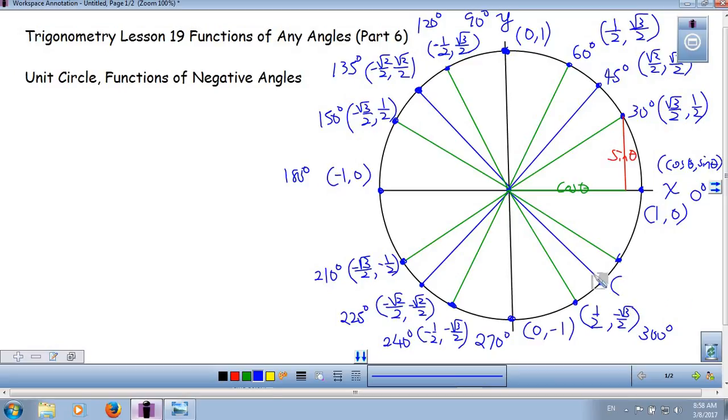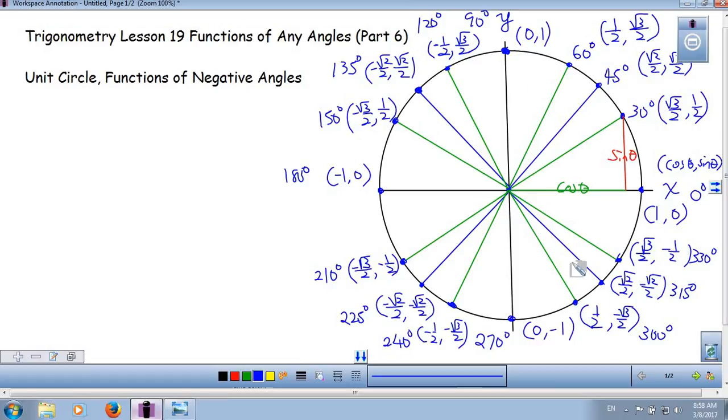And for 45 degrees, the reference angle here is 315. The x coordinate doesn't change, so square root 2 over 2, but the y coordinate, the sine value, becomes negative. And for 330 degrees, the last one, the reference angle is 30 degrees. The x coordinate doesn't change, but the y coordinate is a reflection, so it's negative.